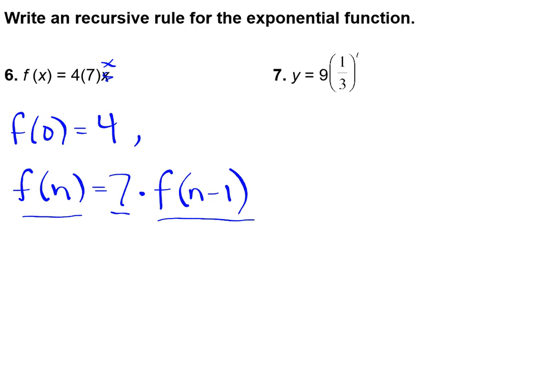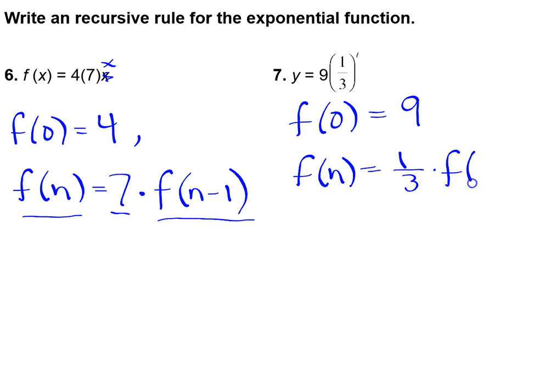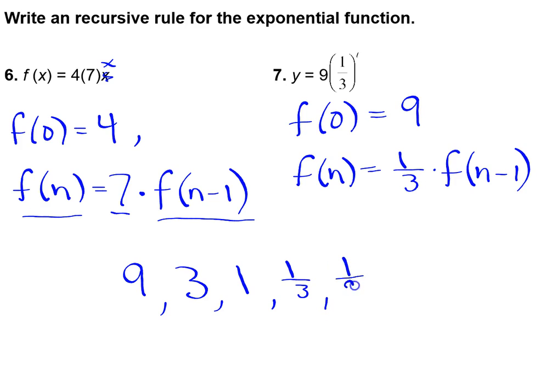Okay. Is this one growth or decay? Decay. But our rule is the same. F of 0 equals 9. A is 9. F of n equals 1/3 times f of n minus 1. So 1/3 of the number that comes before it. So this pattern looks like 9, and then what's 1/3 of 9? 3. And 1/3 of 3, 1. And 1/3 of 1, 1/3. And then 1/9. So what this is saying is to find this number, we take the number before it and multiply it times 1/3. That's what that pattern is saying.